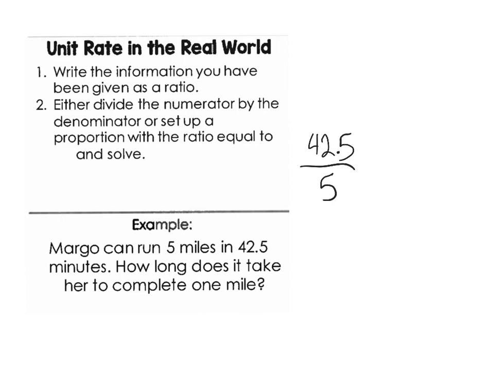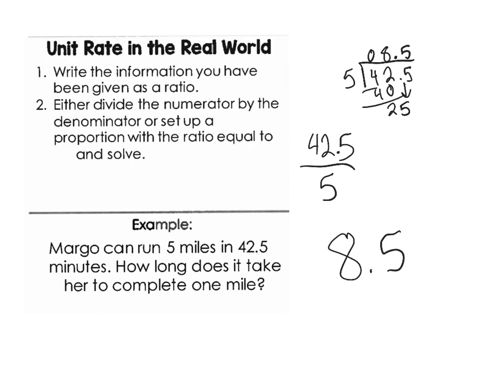So we go top in, 42.5, bottom out. So 5 goes into 4 0 times. 5 goes into 42 8 times, and that's 40. We get 2 left over, bring our decimal straight up, bring the 5 down. 5 goes into 25 5 times, so our unit rate here is 8.5. So that tells us in 1 mile she can run it in 8.5 minutes.